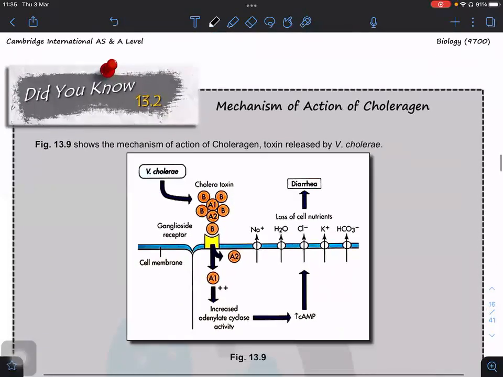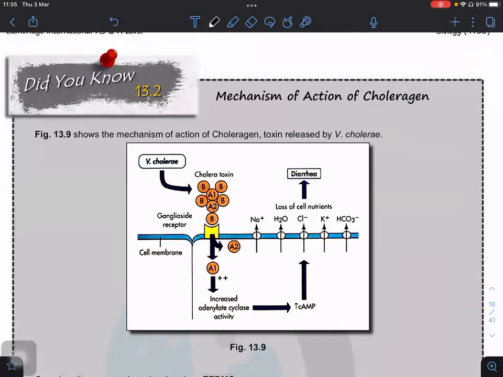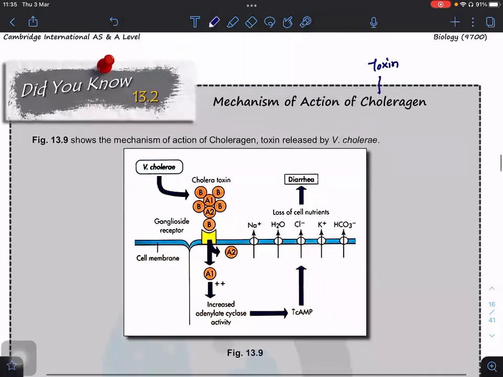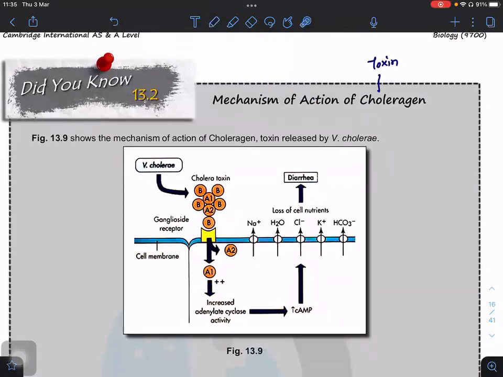Now we look at the mechanism of action of cholerogen. What is cholerogen? Cholerogen is a toxin produced by the bacteria Vibrio cholerae. So you look at this figure. Figure 13.9 shows the mechanism of action of cholerogen. It's a toxin released by Vibrio cholerae. So you can see what actually happened here.